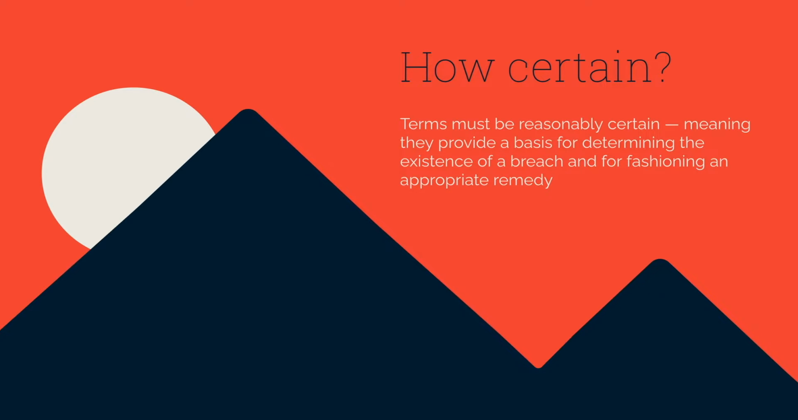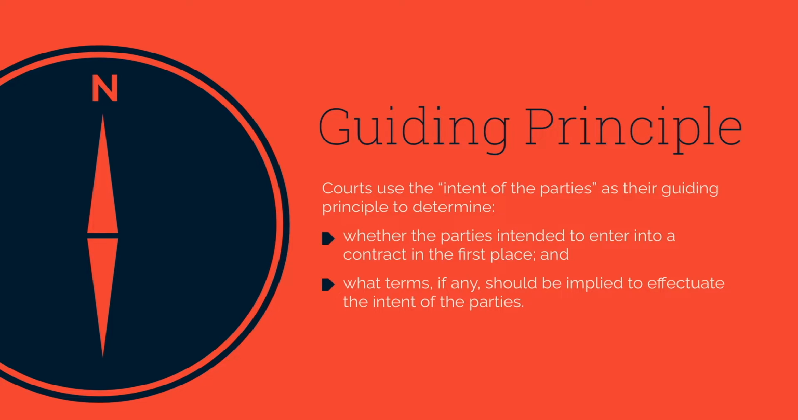Is it set enough for them to be able to figure out where it is financially that the parties expected to be if everything had gone as planned? So it needs to be certain. And the guiding principle here is we think about, well, specifically, what does that mean? And if we get down to, well, what are certain indefinite terms? Our guiding principle here is the intent of the parties.